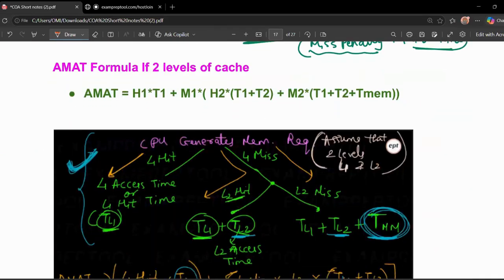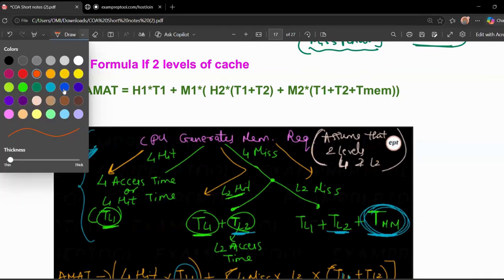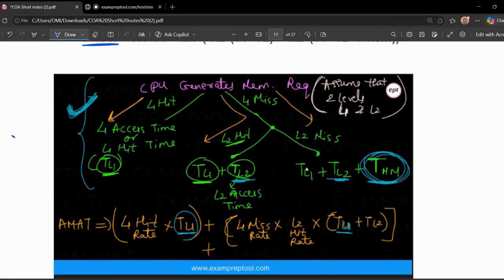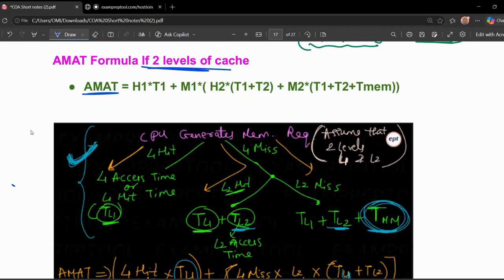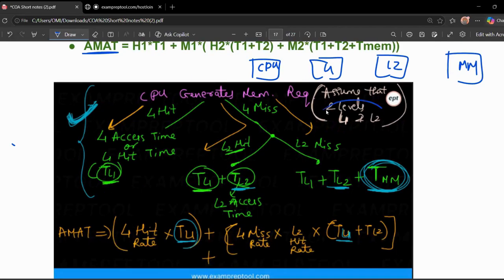Now, what is the average memory access formula if two levels of cache is given? So don't look at this currently. If you have two levels, so if this is the CPU, this is the L1, this is the L2, and main memory. Assume that two levels, L1 and L2. Now the CPU generates a main memory request.